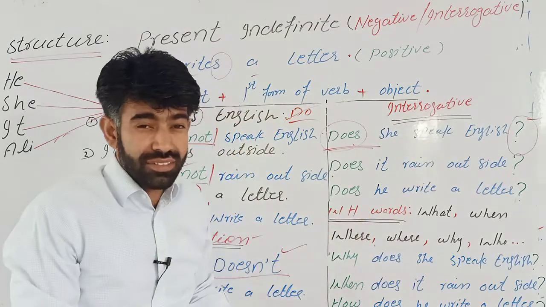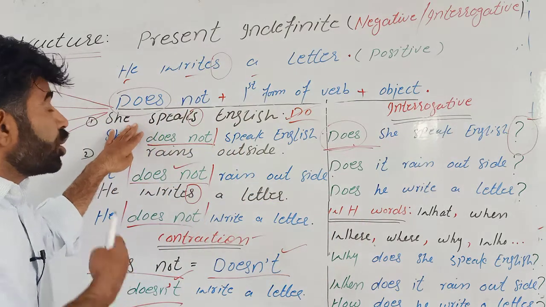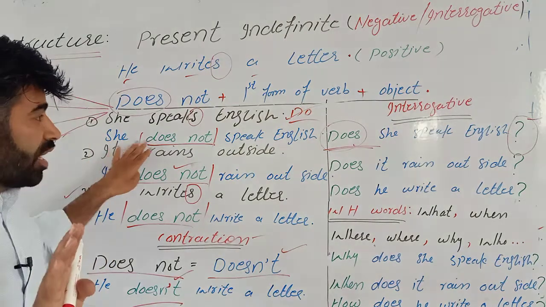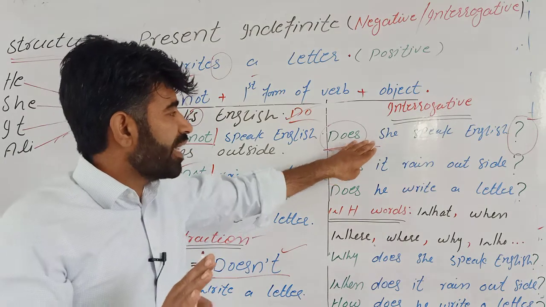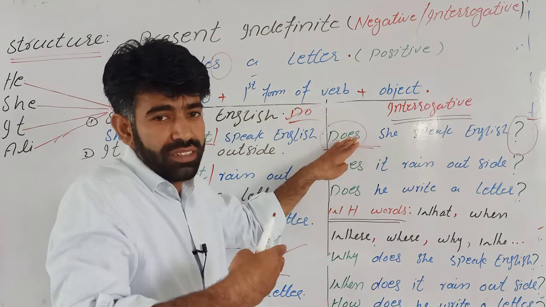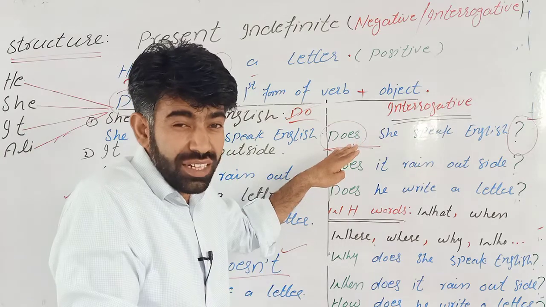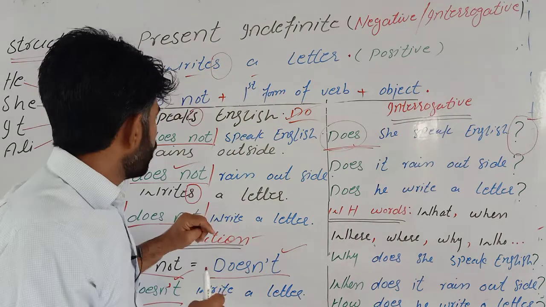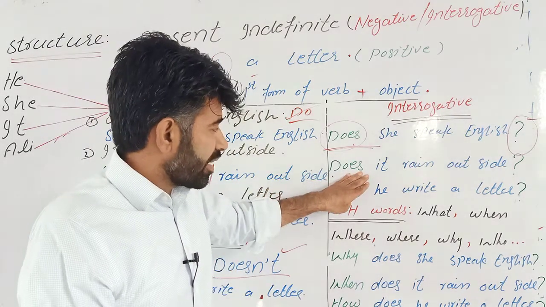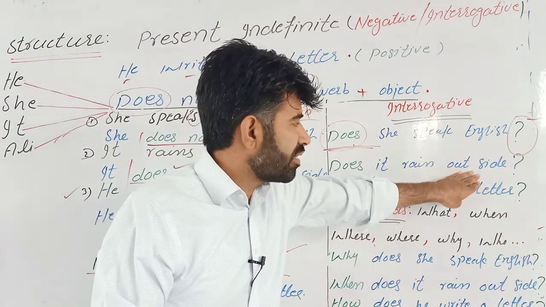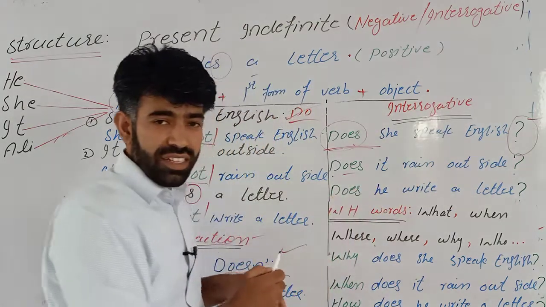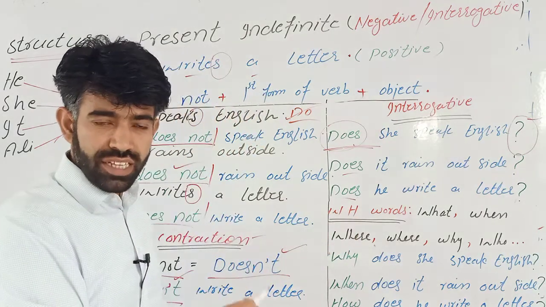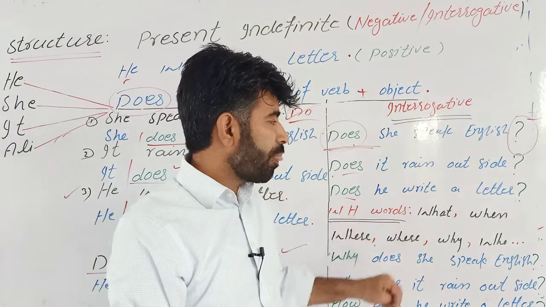So, does she speak English? I'm asking someone. Here I am telling someone, she speaks English. Here I am saying, no, she does not speak English. And here I ask someone, does she speak English? Can she? Is she able to? And look at the second sentence: does it rain outside? Once again, we have "does" at the start of the sentence, and the helping verb is again at the start, and "does he write a letter?"